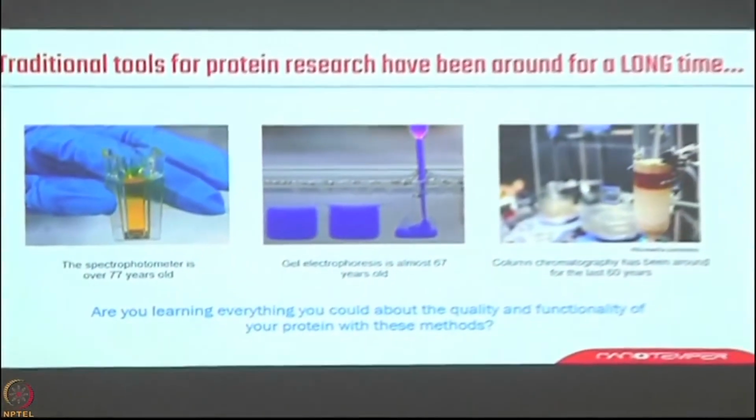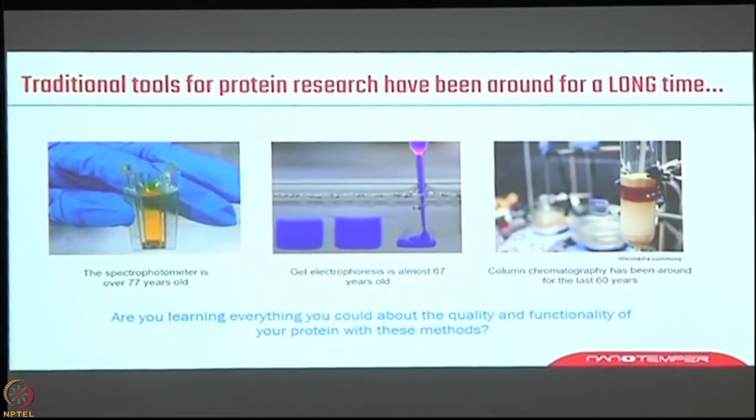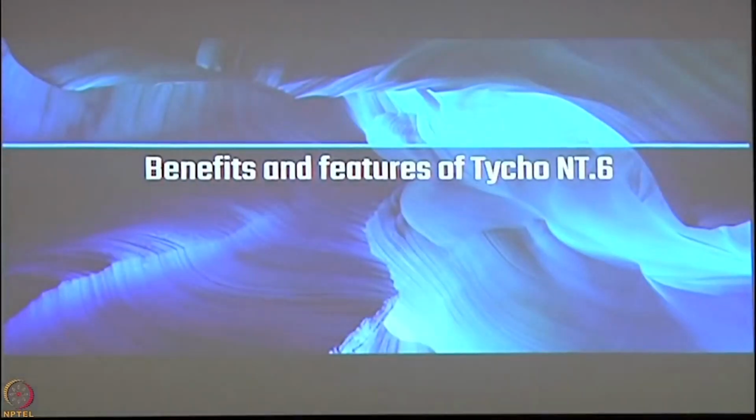These are very standard gold methods, like spectrophotometry, electrophoresis or column chromatography, but still you are not aware whether your protein is a functional protein or not. So we have this newly launched product known as Tycho, which in one go takes 6 samples and you can check the quality of the protein. You will come to know whether the protein you have purified is functional or not.